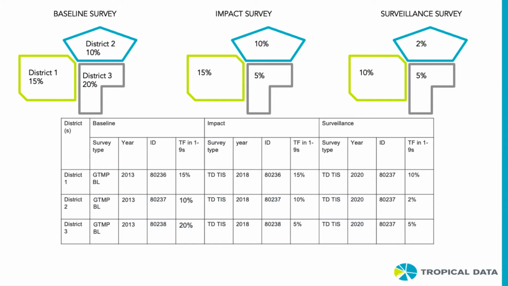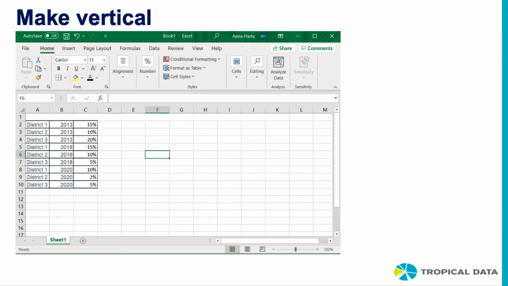These slides demonstrate how to populate the table with the relevant percentage change data and how this could be done for multiple districts and multiple rounds of MDA. As you can see here, we have 3 districts, all with different TF prevalences during the baseline, impact, and surveillance surveys. Copy the data into a blank spreadsheet.